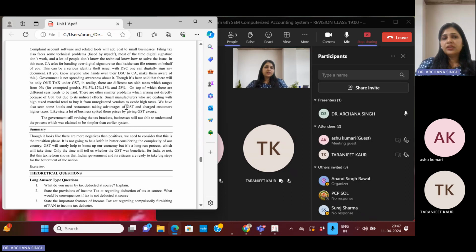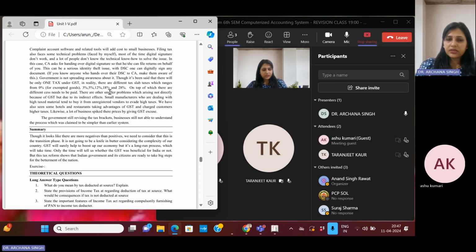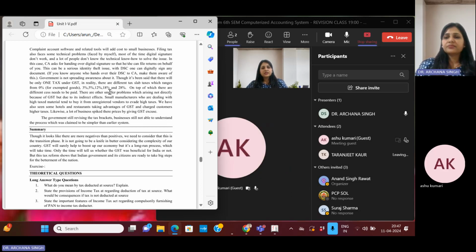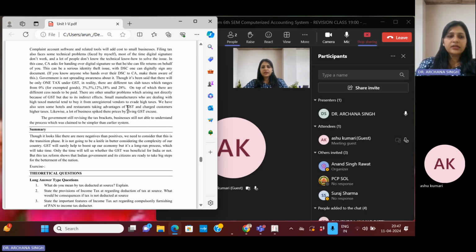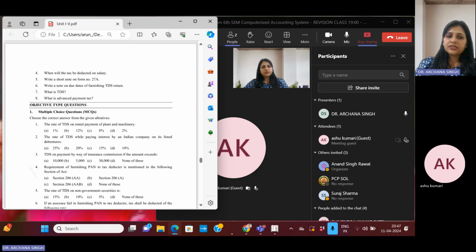So small manufacturers जो deal कर रहे हैं high tax materials will buy from unregistered vendors to evade these high rate taxes. Okay, तो वो unregistered vendors से purchase करते हैं, sell out करते हैं अपने products and services, जिससे कि वो ये high rate taxes जो है avoid कर सके. So we have seen some hotels and restaurants also taking advantage of GST, charging customers higher taxes. Okay, by giving the excuse of GST कि मैम GST लग गया या सर GST लग गया. Okay, so government is still revising these tax brackets. Businesses still are not able to understand the process which was claimed to be simpler than the earlier system. So this is the summary about your GST.